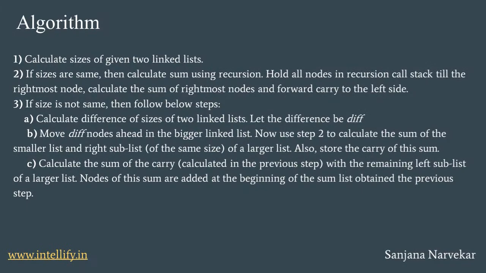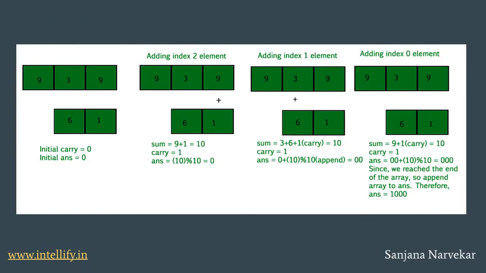Nodes of this sum are added at the beginning of the sum list obtained in the previous step. Okay, now we will learn all of this properly in the next slides. I have given you one diagram here. First I have to add 3939 plus 161. So my initial carry and answer is 0.